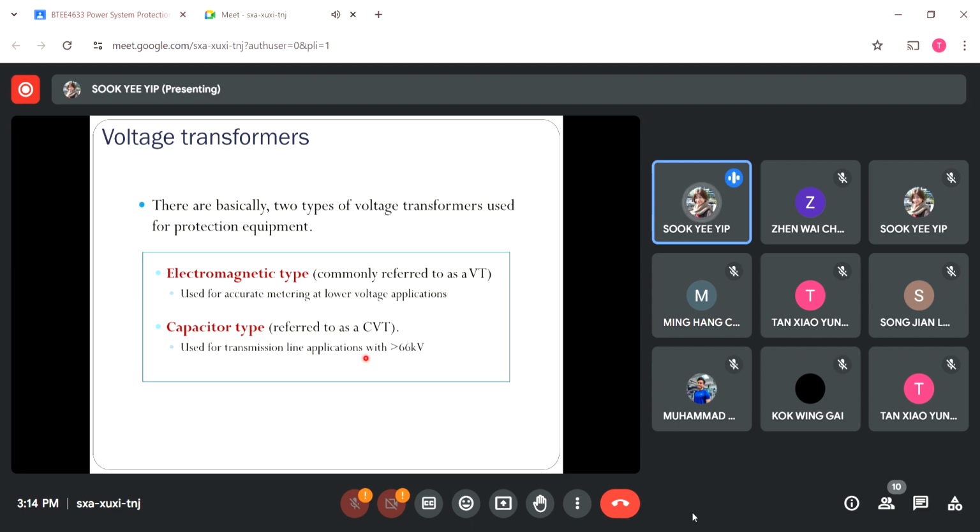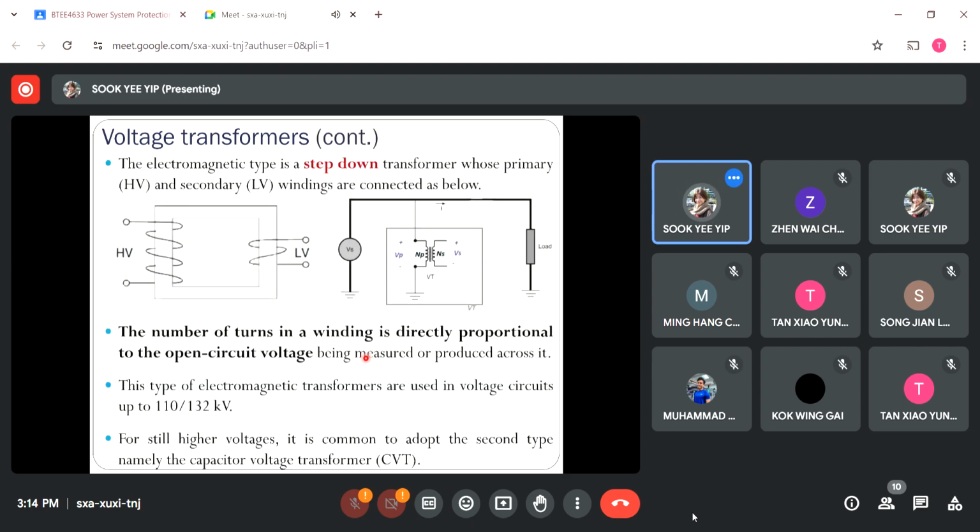So how about in terms of construction? Let's move to the next slide. We'll focus on the electromagnetic type of voltage transformer first. If you look into these figures, you will see that the electromagnetic type of voltage transformer consists of an iron core, and there will be windings wound around this iron core in such a way. The primary winding will give us the high voltage value, in short HV, and the secondary winding here will give us the low voltage value. So you know this is a step down voltage transformer.